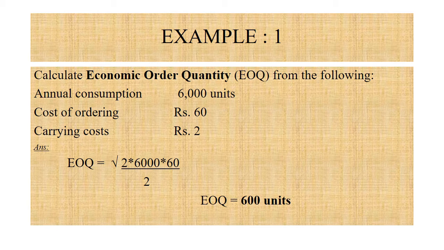Now, we have all the three elements given directly. We can just note down root of 2 into annual consumption 6,000 into ordering cost, which is directly given as rupees 60, divided by annual carrying cost per unit, which is also directly given as rupees 2. So while calculating, we will get EOQ as 600 units. So the optimal size that we need to order for the lowest cost is 600 units.